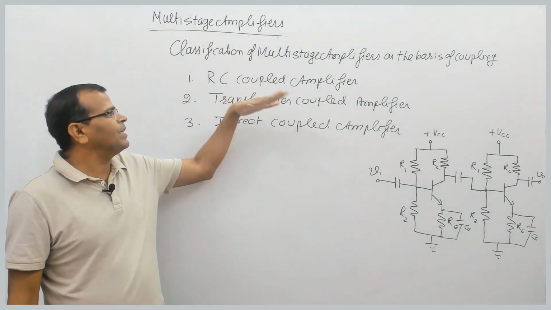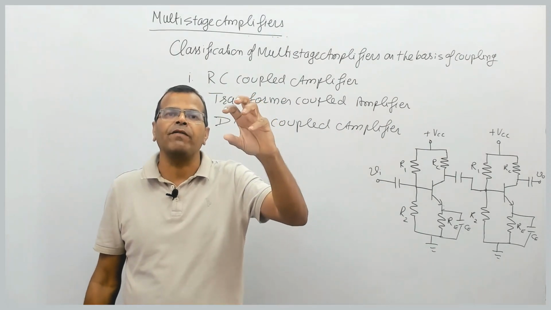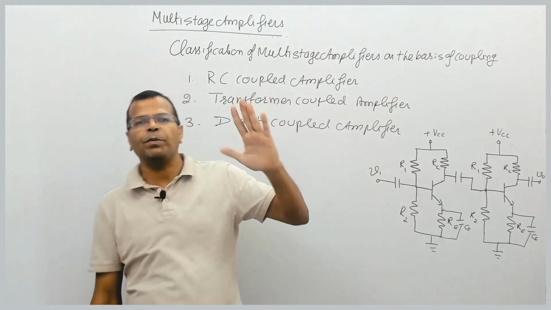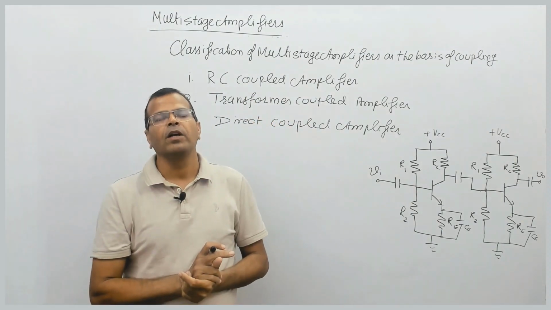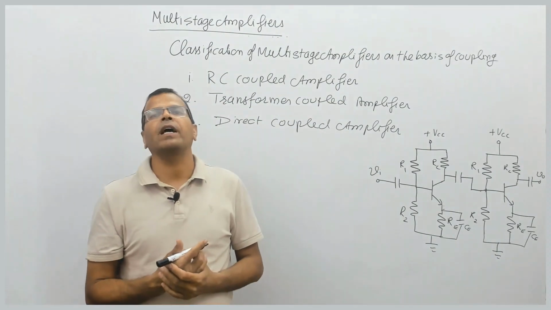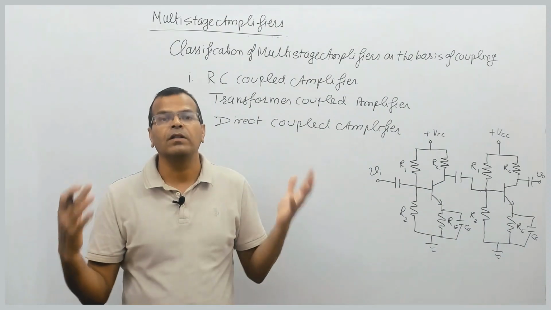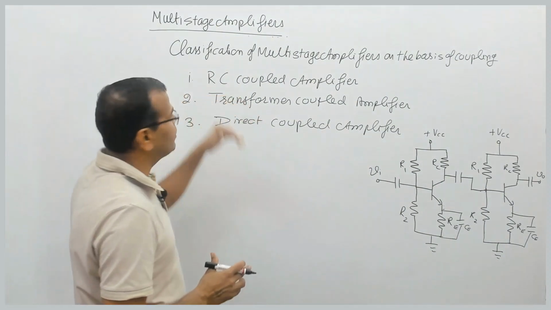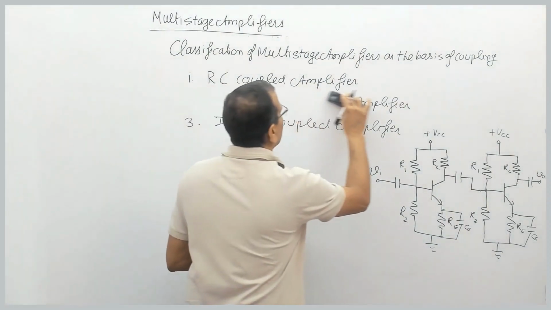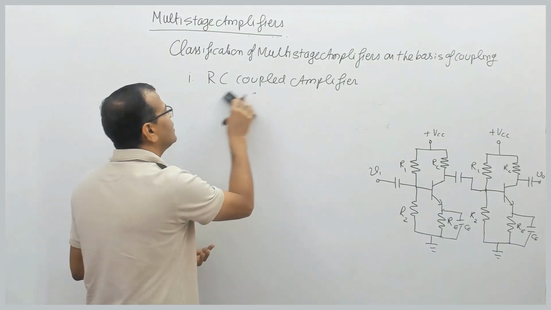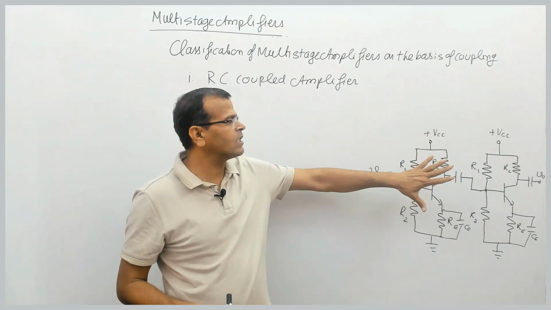So these classifications are purely on the basis of the type of coupling device used between the output of the previous stage and the input of the next stage. Fine. So we can have simple RC coupling, transformer coupling, and direct coupling between the stages. Here I'll be talking about the first one first, that is RC coupled amplifier, and you can see the circuit on my right side, that is this one.